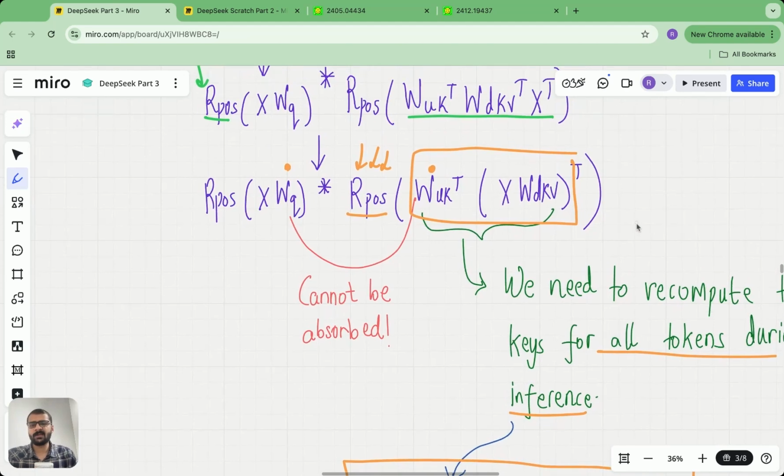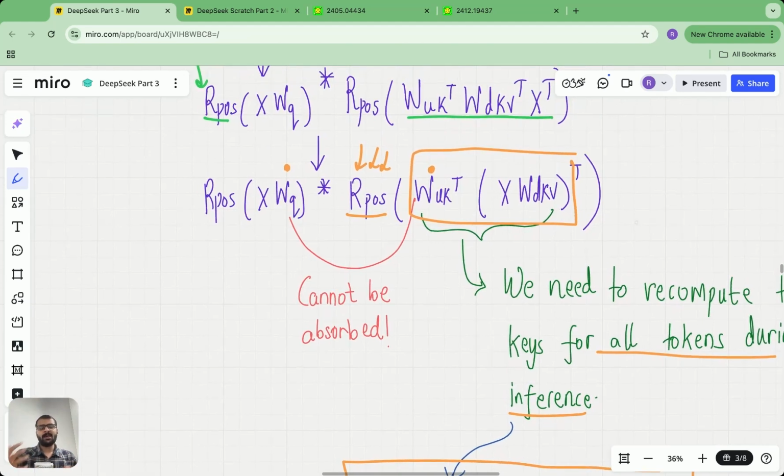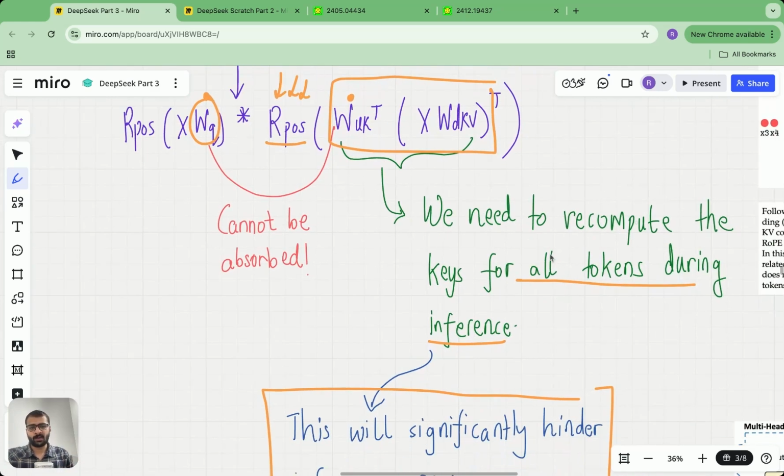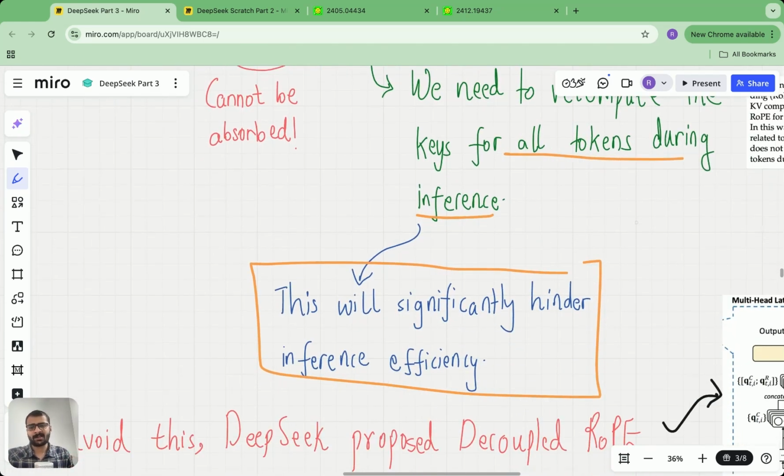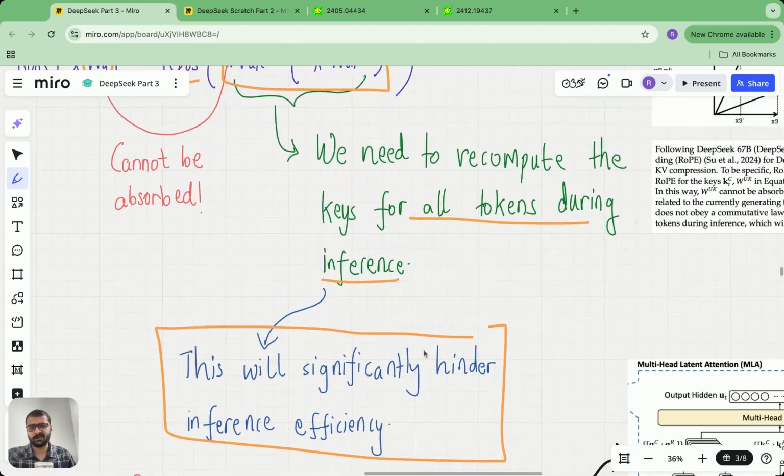In fact, it defeats the purpose of latent attention. The main advantage comes from my absorption trick, WQ and WUK being absorbed together. Now that cannot be done, so I'll need to recompute my keys matrix for all the tokens during inference. That increases my inference costs and that significantly restricts my inference efficiency.